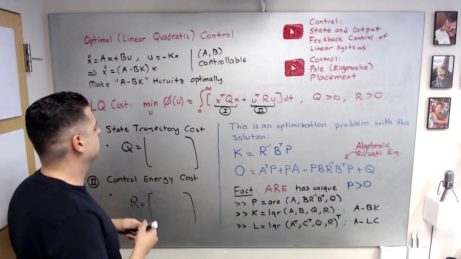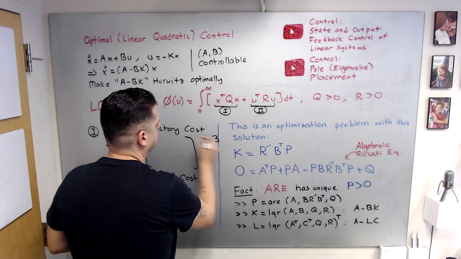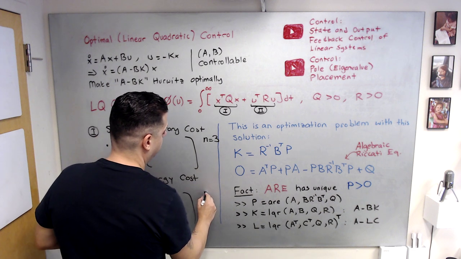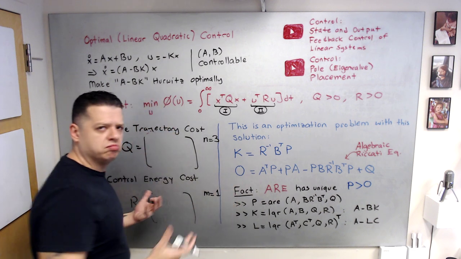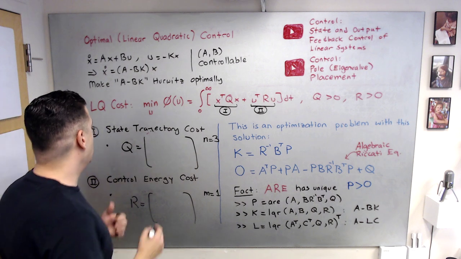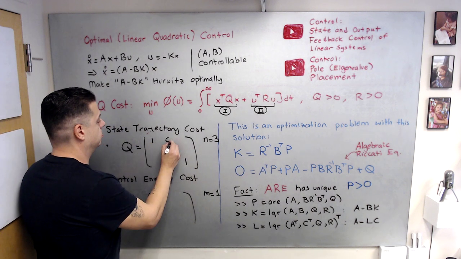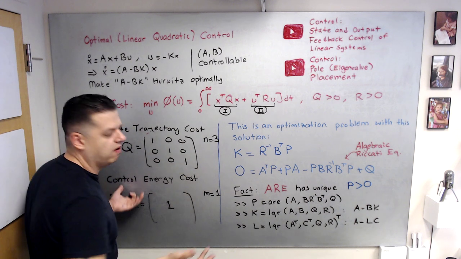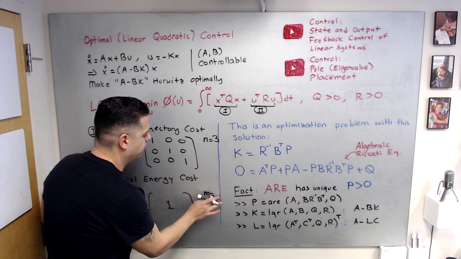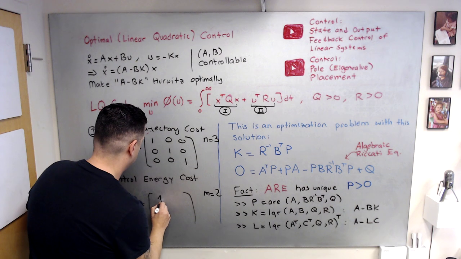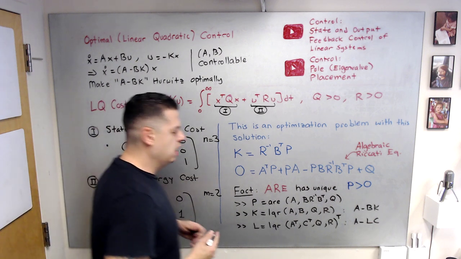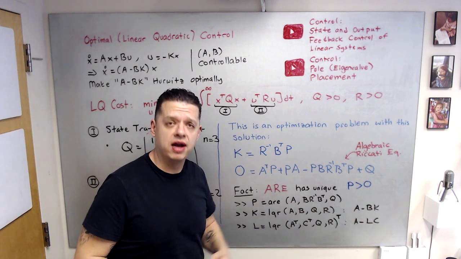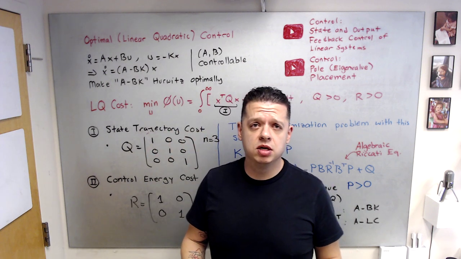Let's say you have three states, and let's say one input. The same story if you have more than three states or more than one input. I start with the identity matrix for both. Since you have one input, you just have one here. Actually, for this reason, let's have two inputs. Given an A and B matrix, I put them here with this Q and R, and then I simulate the system to see how it performs.